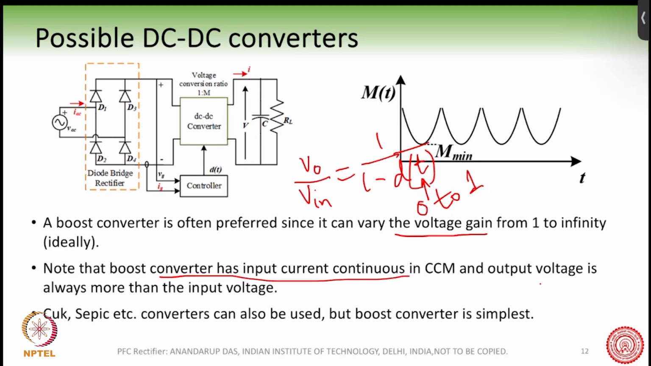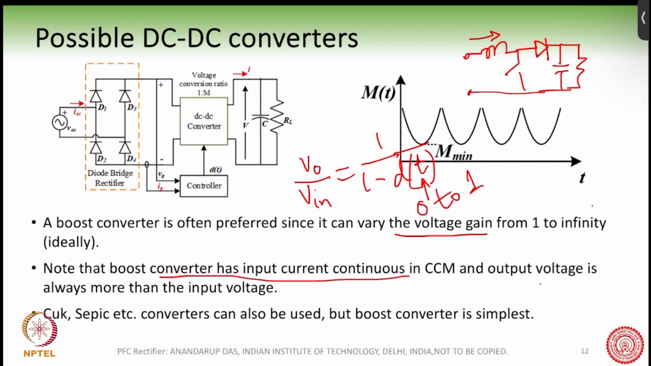If you can recall how a boost converter looks like, I will show you in the next slide itself that this is the switch and this is the diode, and this is how the boost converter looks like. If you recall your DC-DC converter knowledge, this current here, which is coming from the source, is always continuous, whether the switch is on or the diode is on.